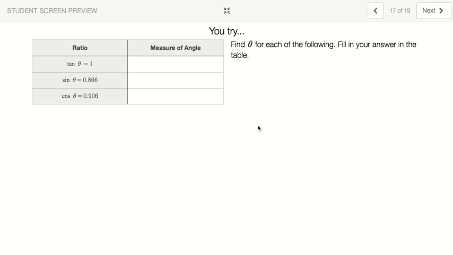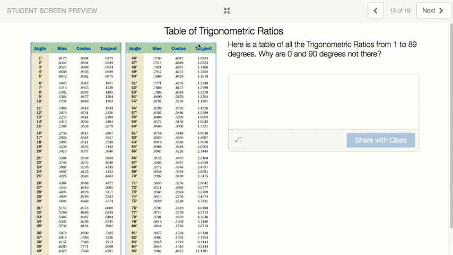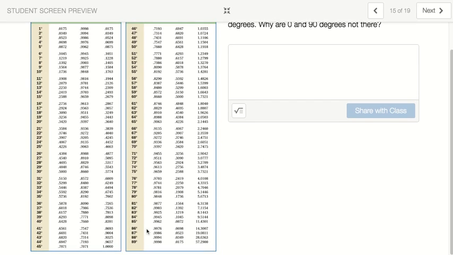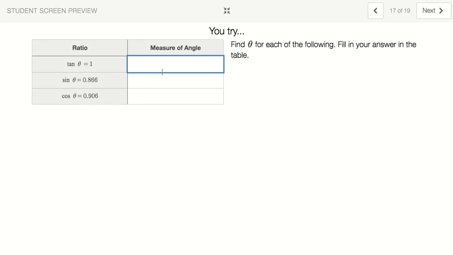Here you would ask, what angle gives me a tangent that's equal to 1? You would go back to your table, go to the tangent column, and look for 1. I see my numbers are increasing here, so the tangent of 1, here it is, is 45 degrees. So you would type 45 here.